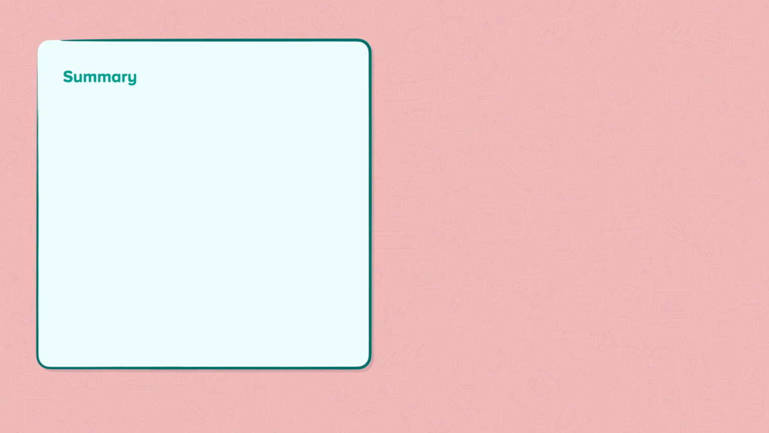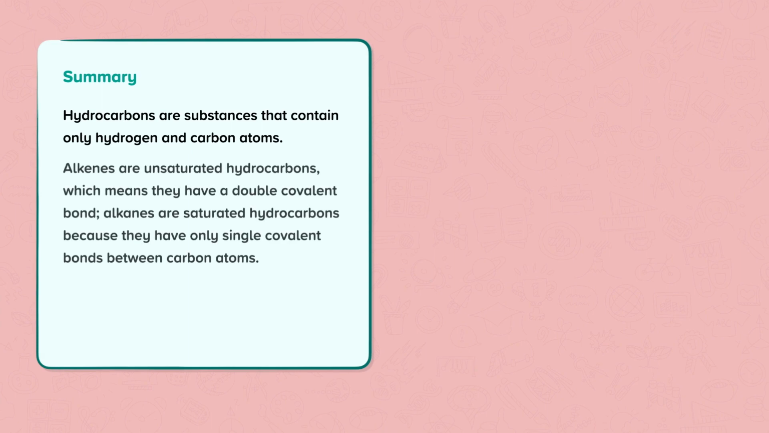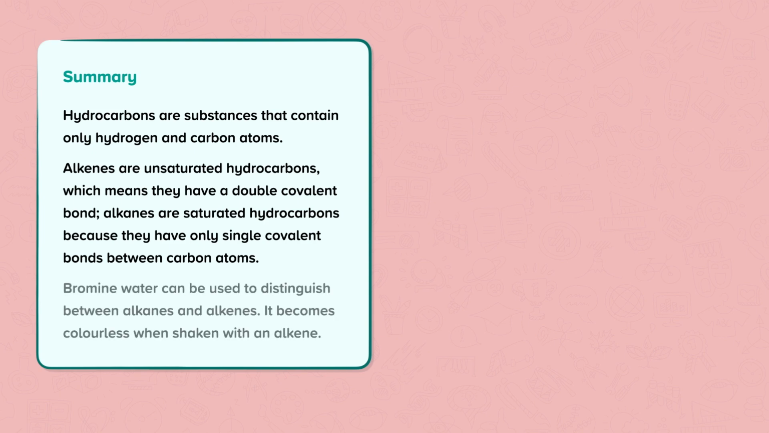Summary: hydrocarbons are substances that contain only hydrogen and carbon atoms. Alkenes are unsaturated hydrocarbons, which means they have a double covalent bond. Alkanes are saturated hydrocarbons because they have only single covalent bonds between carbon atoms. Bromine water can be used to distinguish between alkanes and alkenes. It becomes colourless when shaken with an alkene.